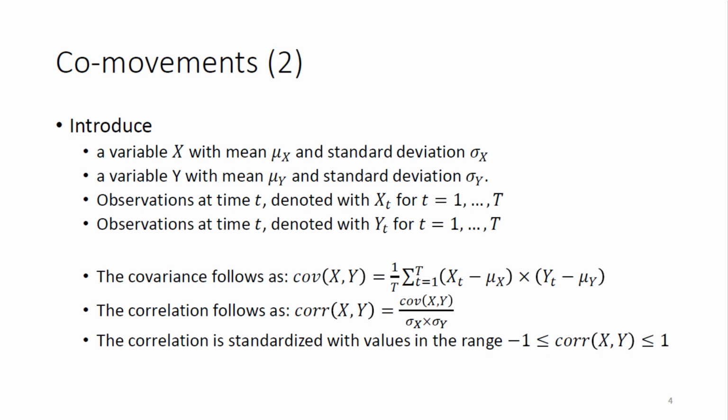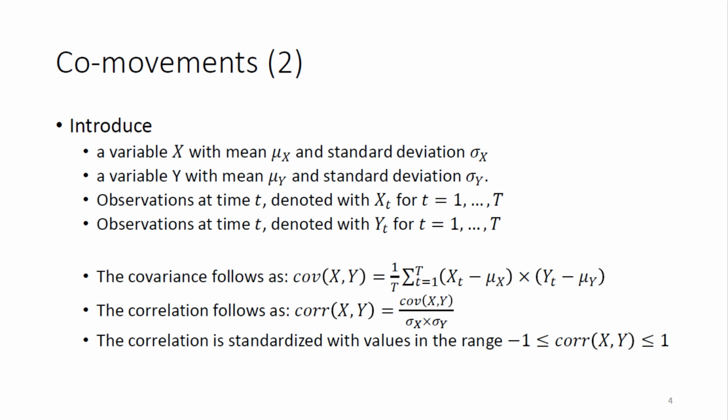Next thing that you could do is to determine the correlation. The correlation between two variables x and y simply follows as the covariance of these two variables, covariance x and y, and then you divide it by the volatility of variable x and the volatility of variable y. So both the standard deviations. If you do that, then you have a standardized measure. Correlation is a standardized measure between -1 and 1.